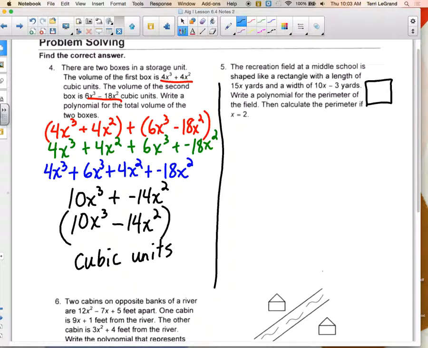It has a length of 15x yards and a width of 10x minus 3. Write a polynomial for the perimeter of the field. Then calculate. Well, let's just worry about getting our polynomial perimeter first. How do we find perimeter of that field? Add all the sides. Okay, so what would that look like? 30x plus 10x. Let's not shortcut it though, okay?